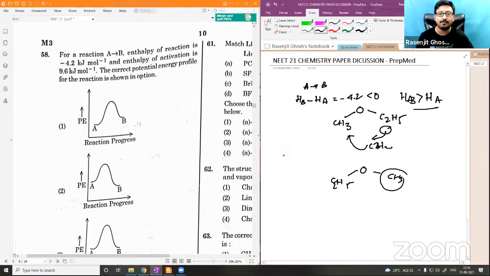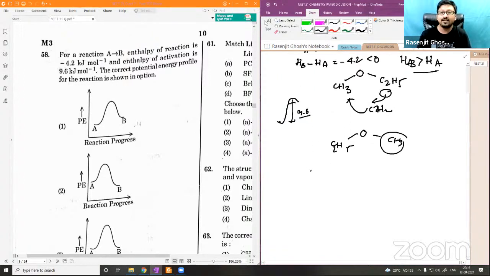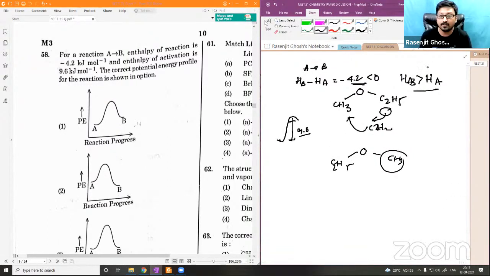So basically what will happen? B will be energetically lower compared to A. And the second thing is the enthalpy of activation is 9.6. That is this energy. The energy of activation is basically the energy from the reactant to the transition state. This is the 9.6. Right? So here, I think something is wrong. Sorry.